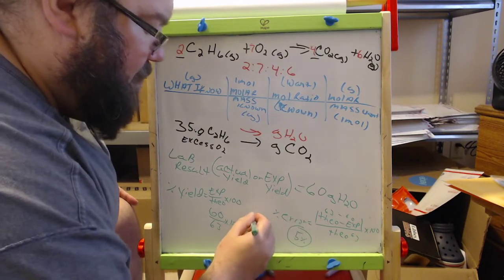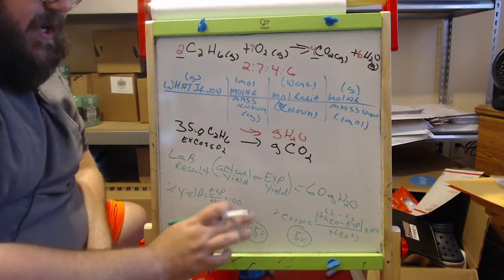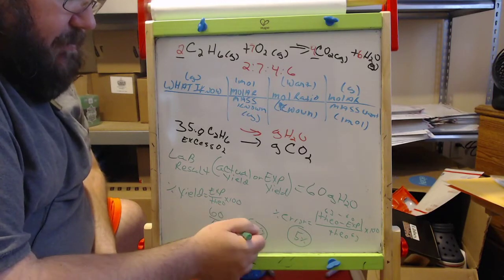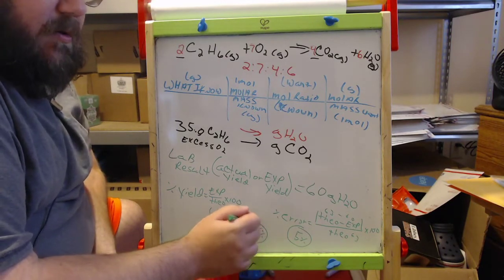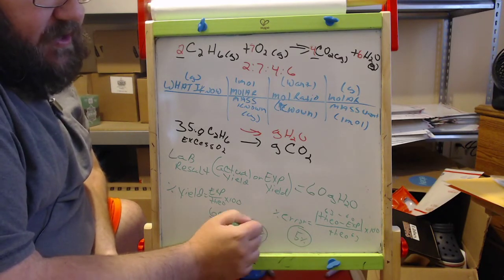Now, I can't do math like that fast in my head. How did I know it's 5%? A little down and dirty trick is, if you're comparing percent yield to percent error, 100 minus your percent yield, the absolute value, is your percent error.